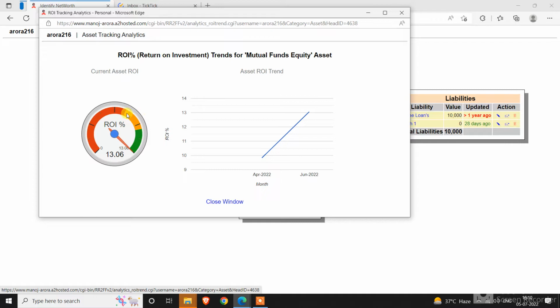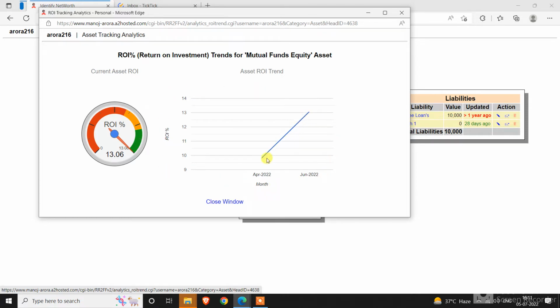This is for an equity mutual fund, but for a different kind of asset like a fixed deposit, real estate, or bond, you might see different red, amber, and green zones, and accordingly you've got to take a decision whether it needs a discussion with your financial advisor, whether it needs to be watched, or whether it is fine.